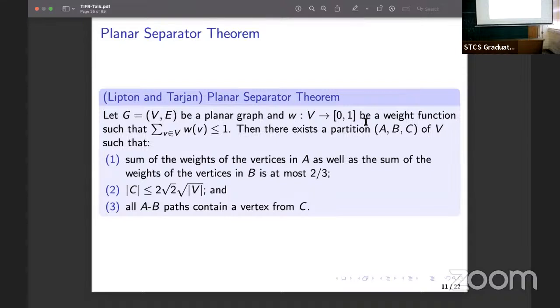Given any planar graph G and a weight function, for every vertex you give a weight which is non-negative and at most 1, and the sum total of the weights is at most 1. Then you can find a partition A, B, C of the vertex set such that the sum of the weights in A as well as B is at most 2/3. The set C, called the separator, has roughly root V many vertices, and there is no edge that joins a vertex in A with a vertex in B. So any path from A to B or B to A must go through a vertex in C. This proof is actually constructive: in linear time, you can find this partition A, B, C.